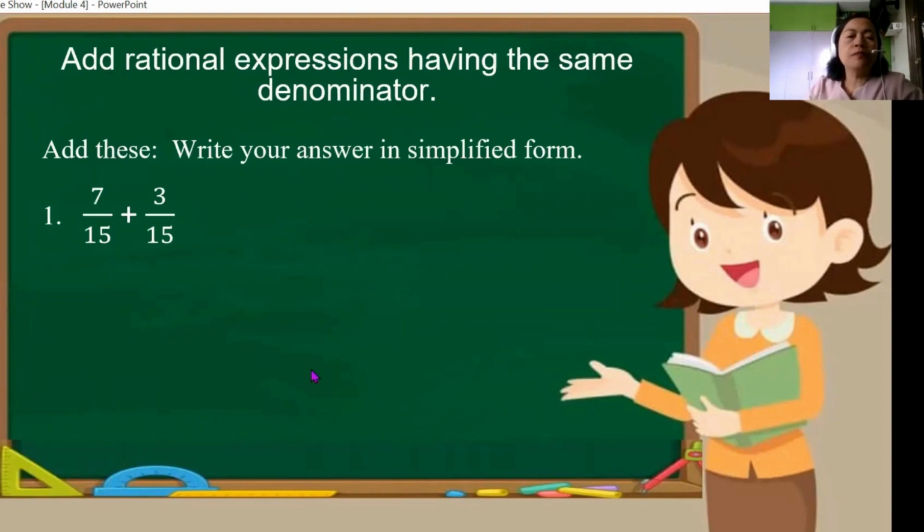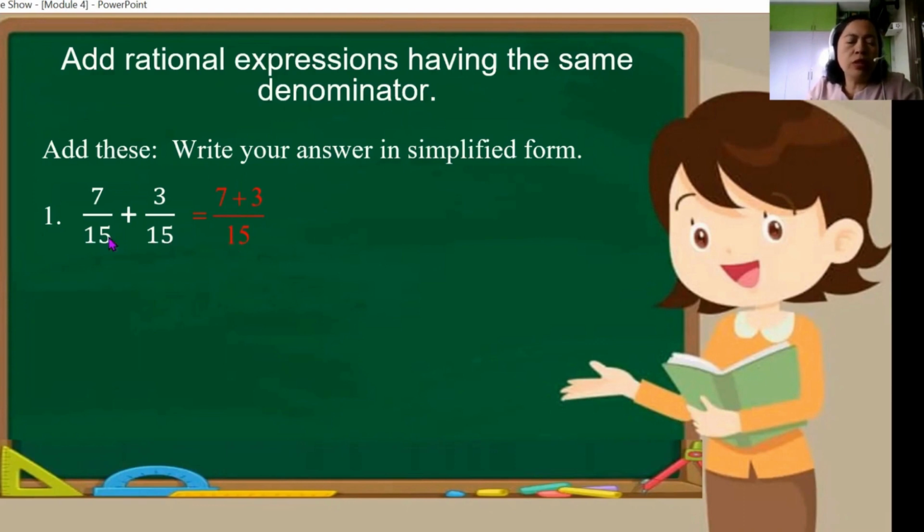All right? Let's try to add this. Write your answer in simplified form. Okay, number 1, 7 over 15 plus 3 over 15. So you can see that their denominators are the same or common. So we will apply the method. We simply add the numerator 7 plus 3 over, copy the same denominator 15.